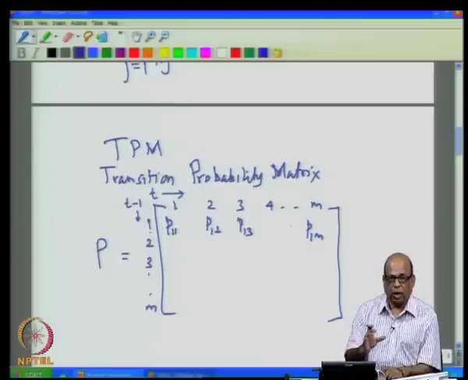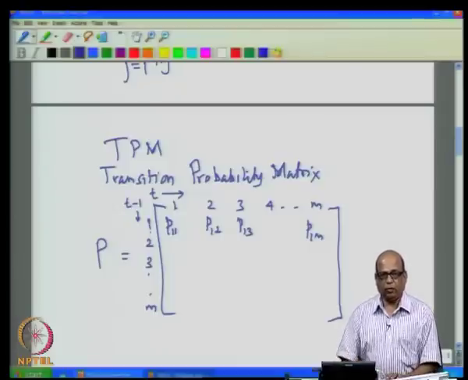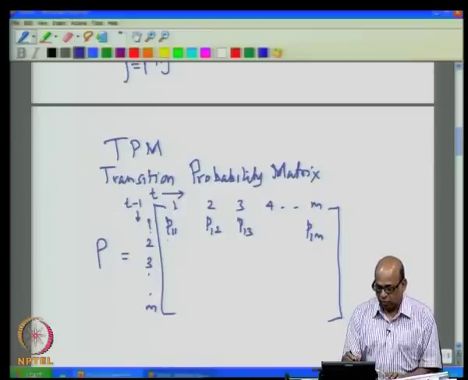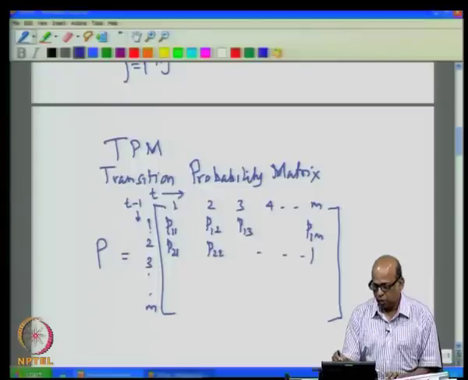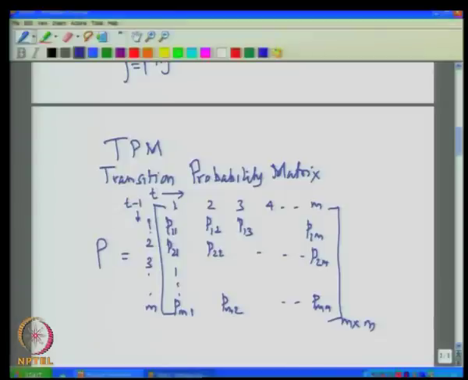I am using the class interval and the states analogously. So, whenever I say class interval, I mean it is a state of the system. So, similarly, this will be P 21, P 22 and so on up to P 2 m, like this. So, we have P m 1, P m 2 etcetera up to P m m. So, this is an m by m matrix, where m is the number of states that it can take in time period t minus 1 as well as time period t.